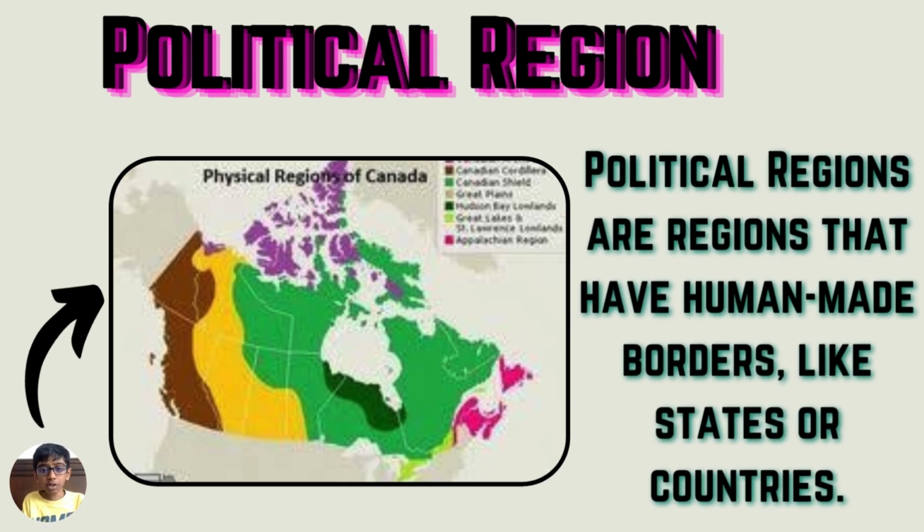Political regions. Political regions are regions that have human-made borders. Things like states or countries. Like you know how there's provinces like Ontario, Quebec, those things.